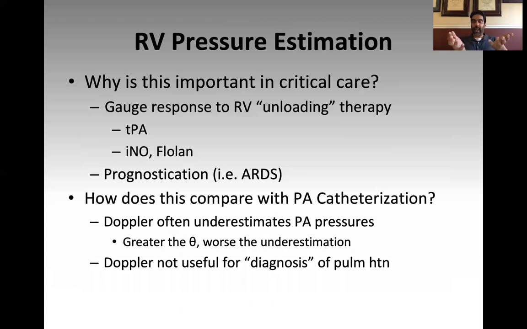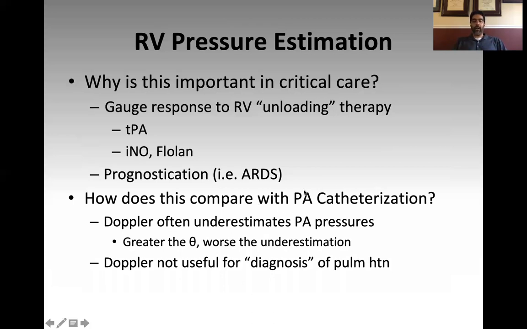And what you would want to happen when you give your intervention is you would want the RV pressures to come down, and you would want your stroke volume to go up. So what you're doing is serial measurements of your right-sided pressures and your stroke volume. That's one of the most common ways you would do this.